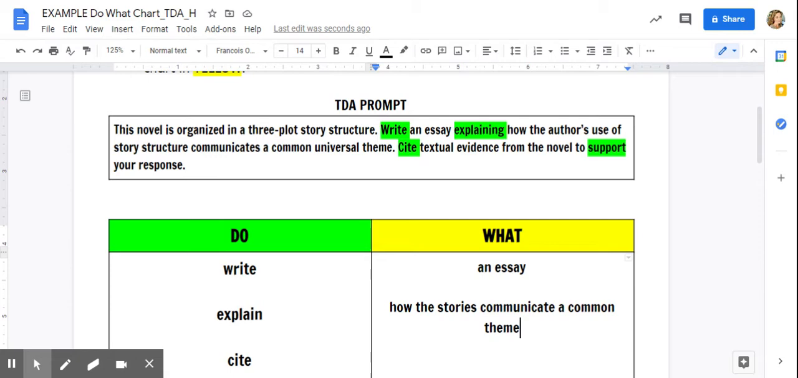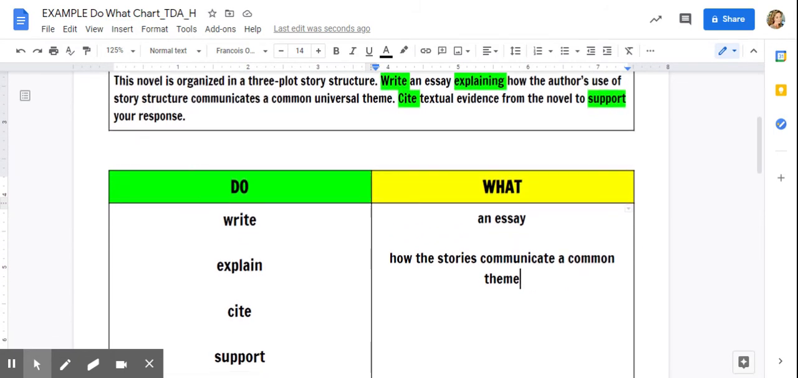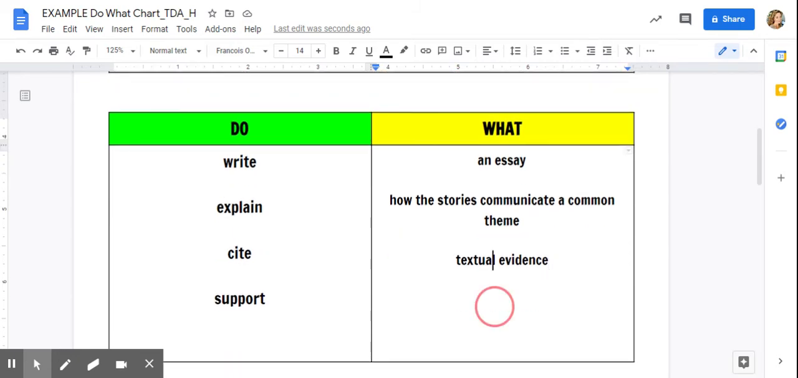Going on to that final sentence, it says cite. Cite what? What's the direct object? If you said textual evidence, you are correct. So I'm going to center that. And textual evidence is what we're going to have to cite. Textual evidence from the novel to support. And I'm going to choose evidence that supports my response. So support, I'm going to put my response.